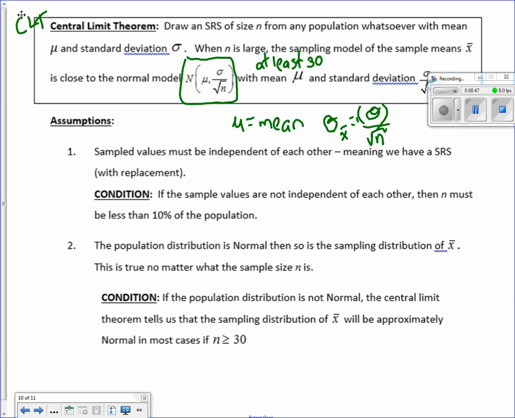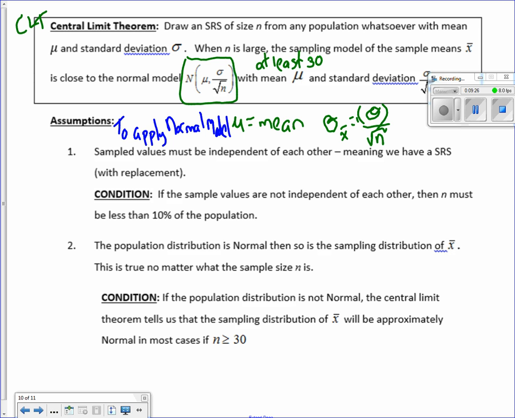Assumptions in order to use the normal model. So, assumptions to apply the normal model. First one, just like it was for proportions, the values have to be independent of each other, meaning we're told we have a simple random sample. If the problem tells you the values were randomly chosen, then you can just repeat that for this assumption and it will be met.